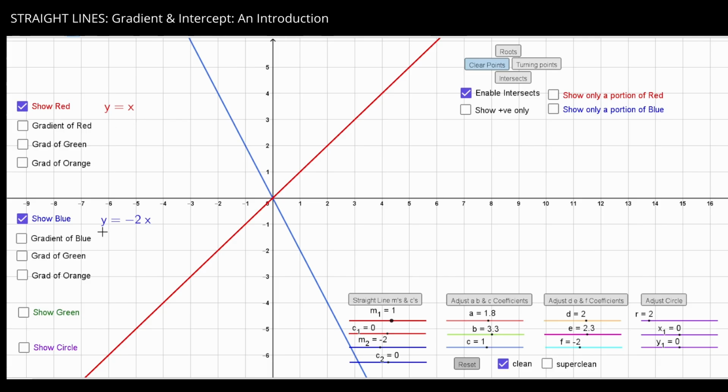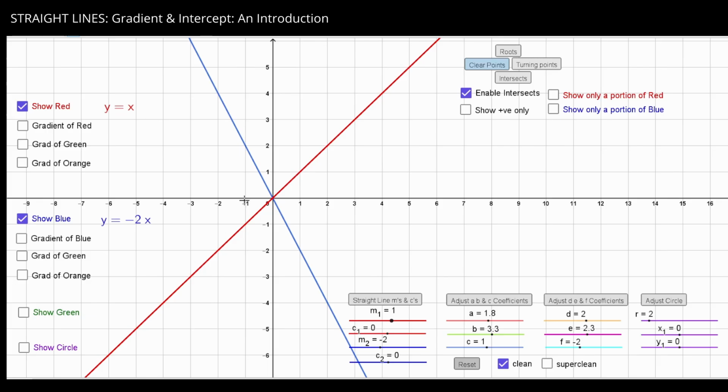Now, in the case of this line here, y equals negative 2x, well, x can have a value, but to get y, we have to multiply that value by negative 2 before we can plot it. So if x is 2, if we multiply it by negative 2, we get negative 4. So here's our plot point down here.